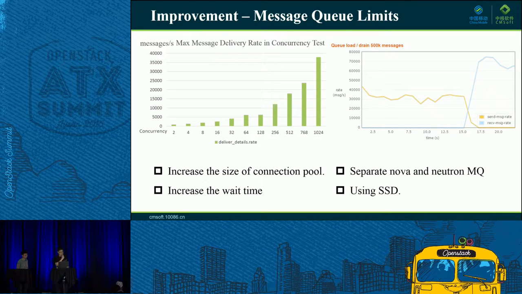So what can we do about the MQ? What I can think of I wrote on the bottom of the slide. We can increase the size of the connection pool. We can separate Nova and Neutron, using different MQ. We can increase the waiting time, and also we can use SSD.